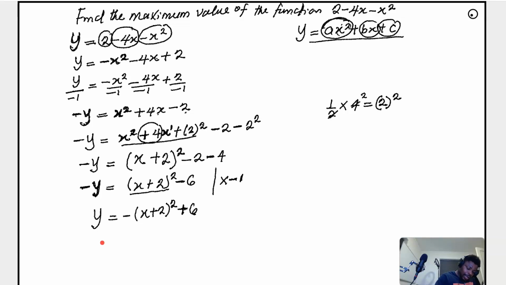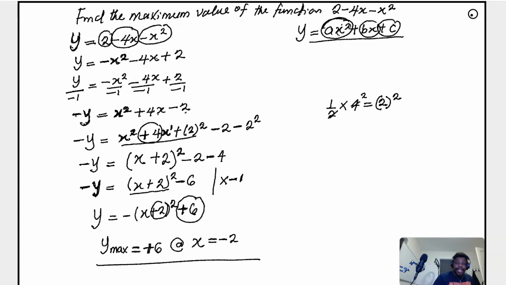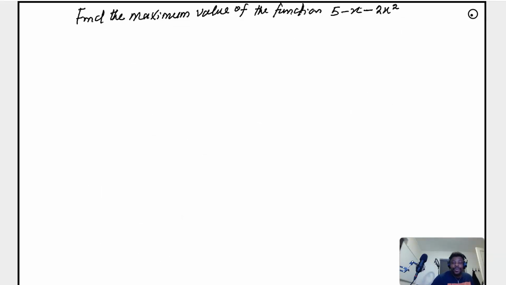Okay, so here y maximum is equal to the value here, as we always know, plus 6 at what value of x? At x is equal to the opposite of plus 2, minus 2. So that is that. Now let's take this question.